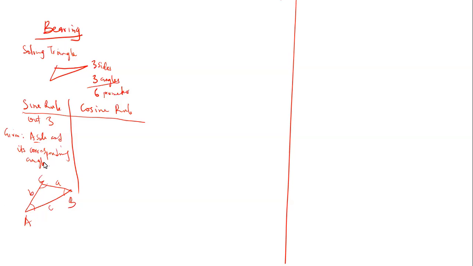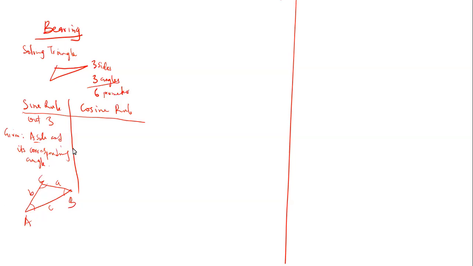So before you can apply a sine rule, they will have given you a side and its corresponding angle. Out of the 3 parameters, 1 will be a side and its corresponding angle, and any other one could be the remaining one. We are going to see, when solving problems, which one, sine or cosine, we will apply.